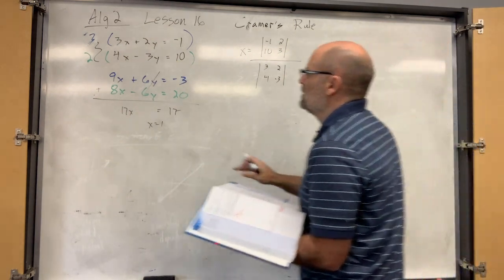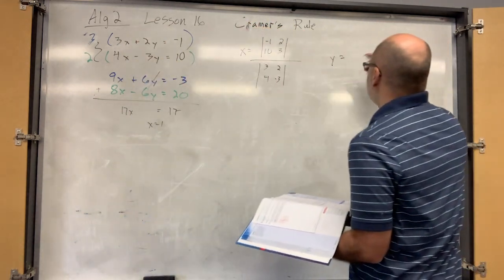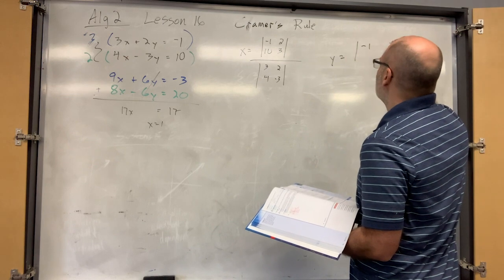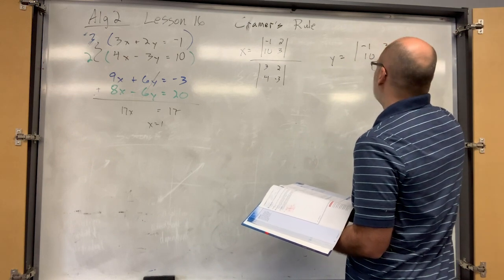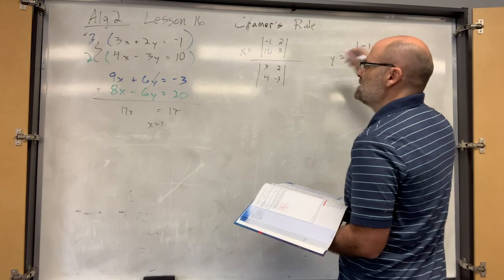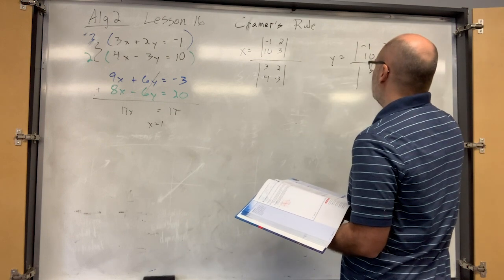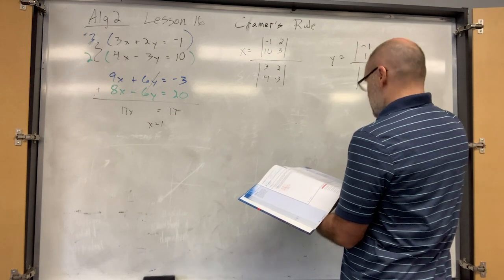For y, I'm going to cover up the y's, and that's negative 1, 3, 10, 4, all over that same matrix, 3, 2, 4, negative 3.